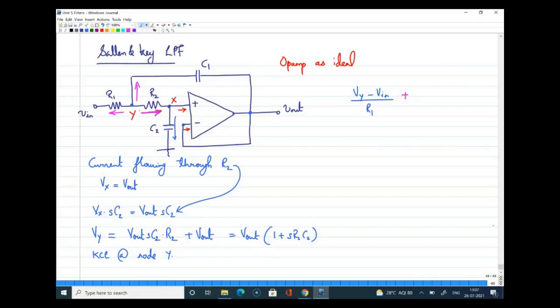Plus, what is the current flowing through R2? It is V out into SC2. That is the current towards this side. Plus, the next current leaving the node is basically Vy minus V out into S into C1. And this sum is equal to 0. Now, it is clear that you can substitute the value of Vy into this and get a final expression. I will leave that to you. Can you guys quickly do it and tell me how this proceeds?